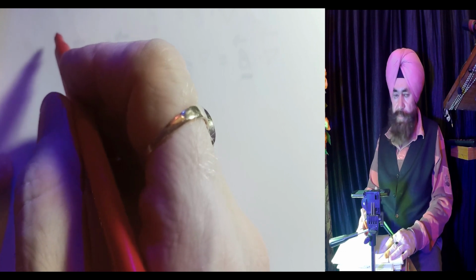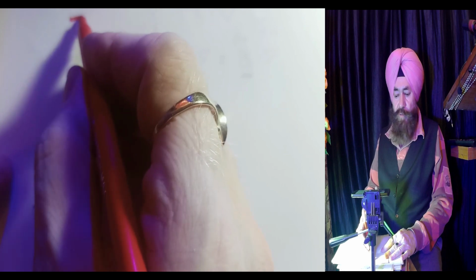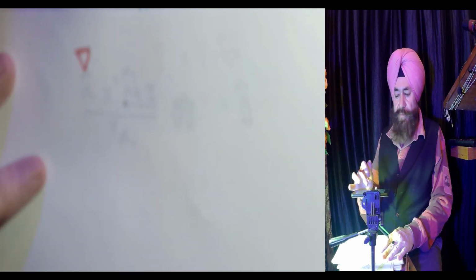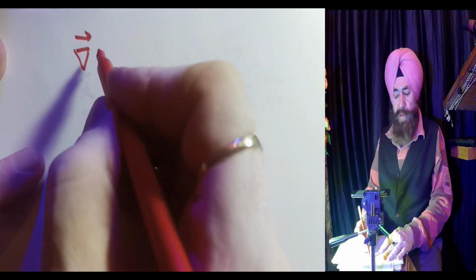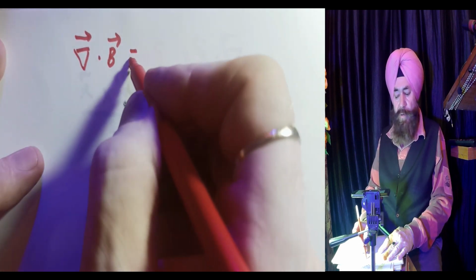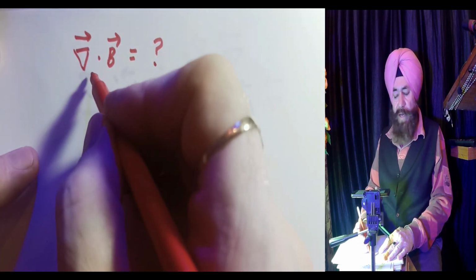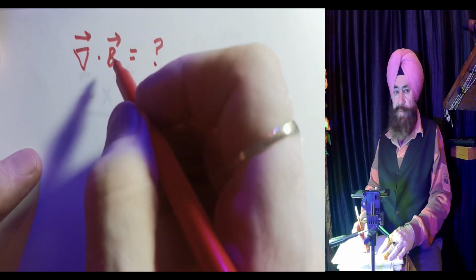My dear students, our today's problem is: what is the value of, what we mean by, the divergence of the magnetic field? What is the value of del vector dot B vector?